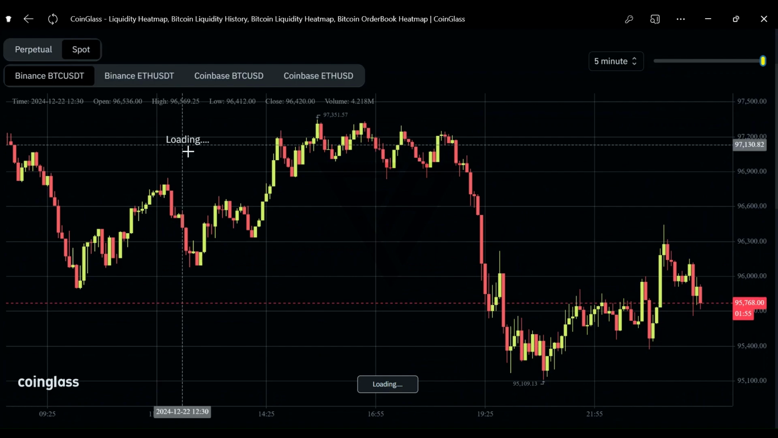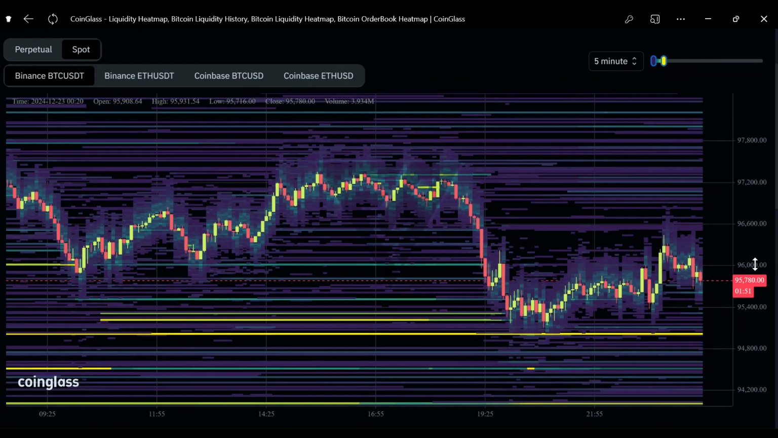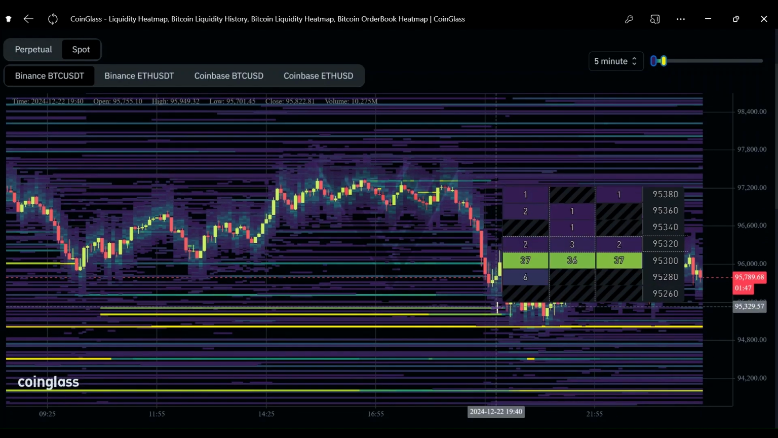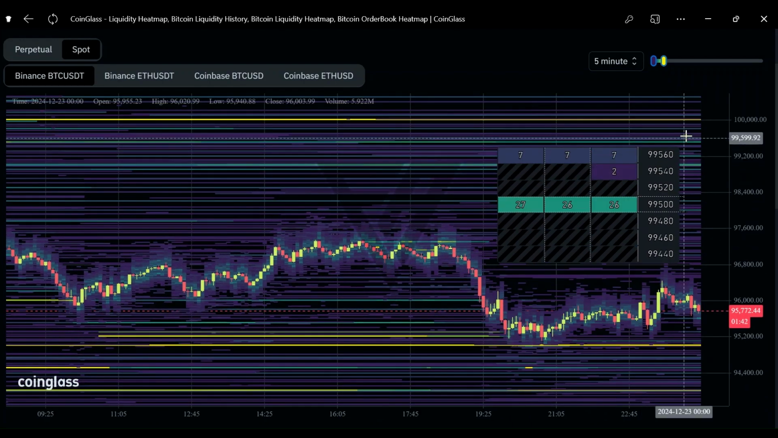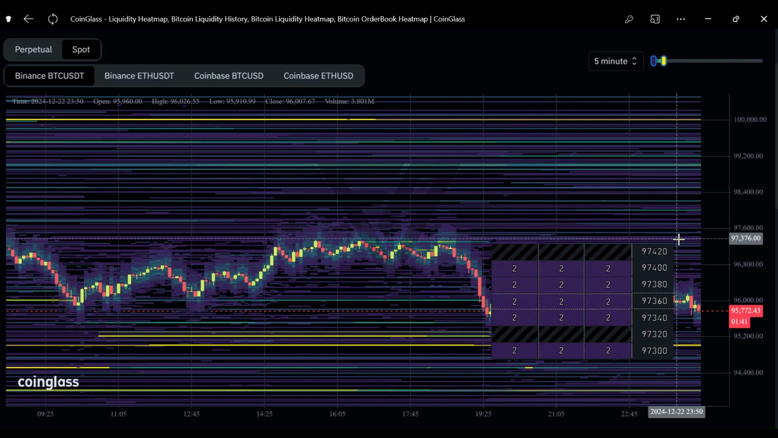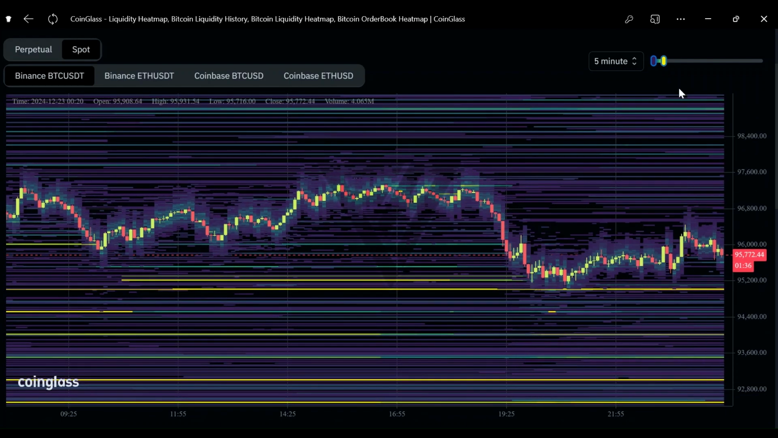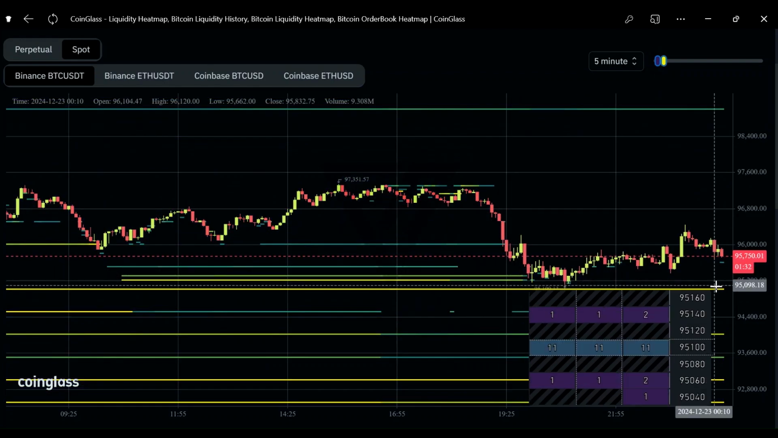You can also do this for spot markets. Usually you want to look at both spot and perps to get the full picture of where passive supply and demand zones are. You can see these price levels act as support and resistance, and price usually respects these levels. Here you can adjust the order sizes. You want to look at relatively large order sizes. The higher the order size, the stronger the price level.